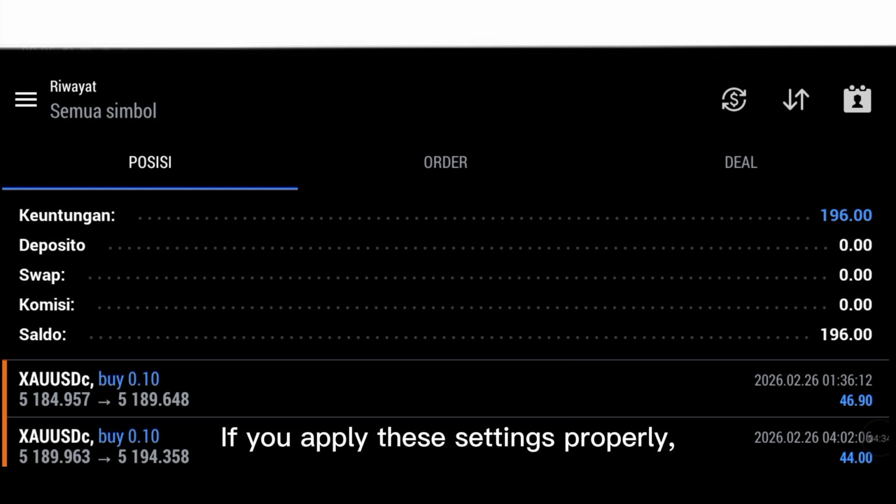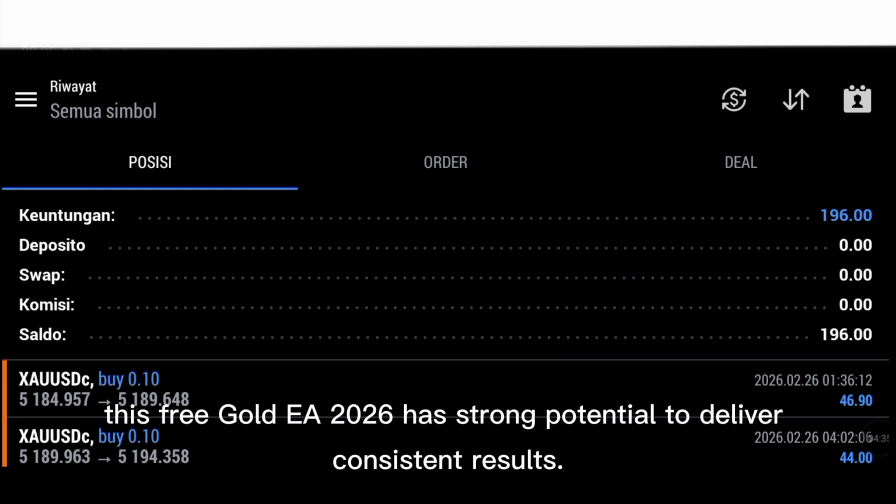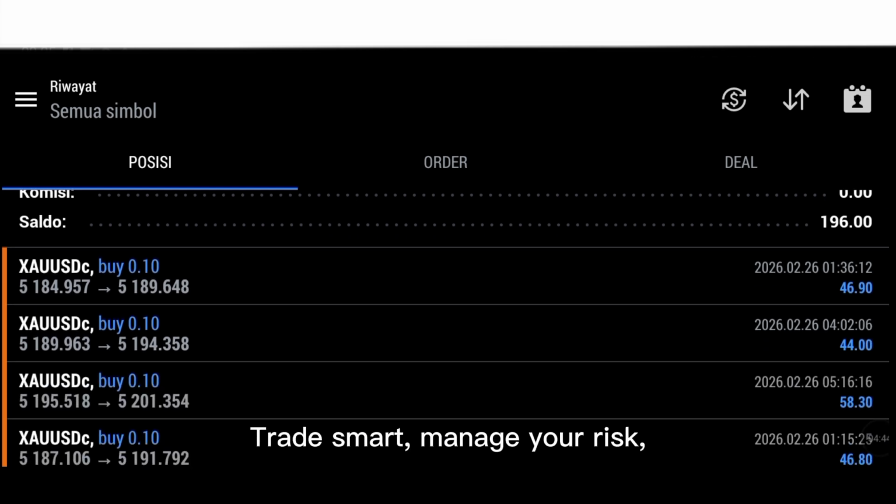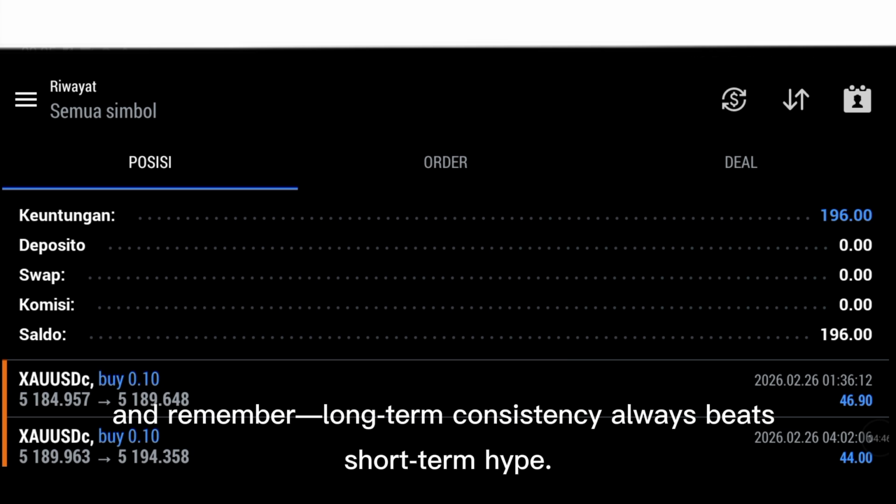If you apply these settings properly, this free gold EA 2026 has strong potential to deliver consistent results. Trade smart, manage your risk, and remember, long-term consistency always beats short-term hype.